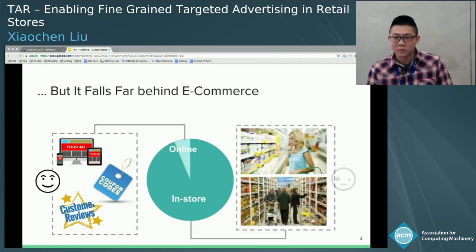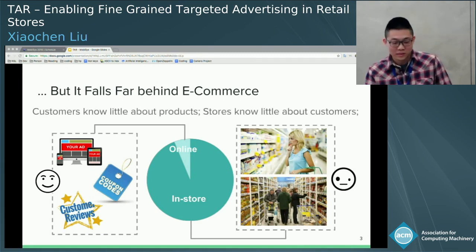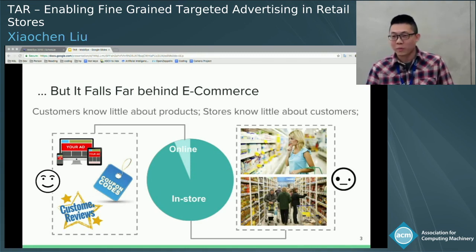In the meantime, what do we get from those physical shops? The customer gets overwhelmed in front of the rack, doesn't know about the items because they don't have the ads, they don't know the reviews. On the other side, the store doesn't know the customer's shopping interest, so they cannot provide a specialized, customized shopping experience.